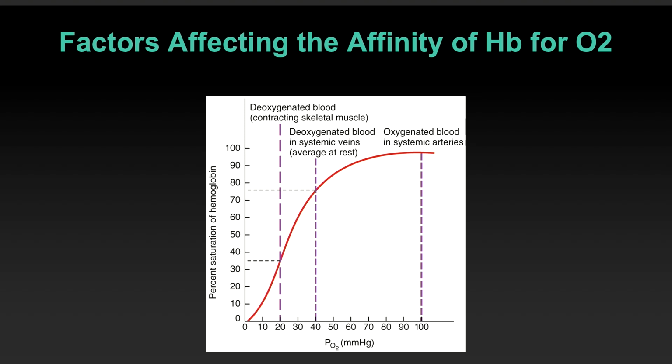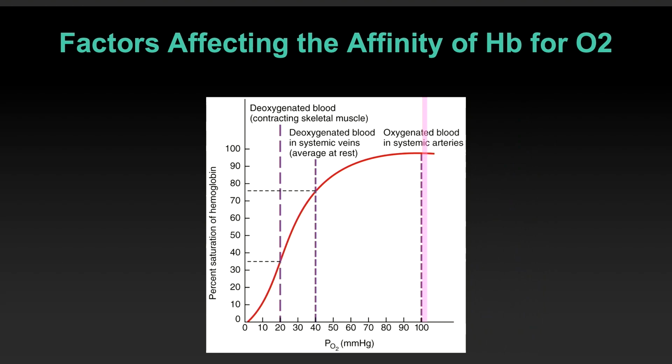Let's hit some landmarks that we know. PO2 in room air, 160. PO2 in the alveoli, 105. PO2 in the arterial blood, 100. At a PO2 of 100, hemoglobin is essentially completely saturated. All of the sites are bound. It's carrying as much oxygen as possible, which is good, because this situation occurs at the lung.